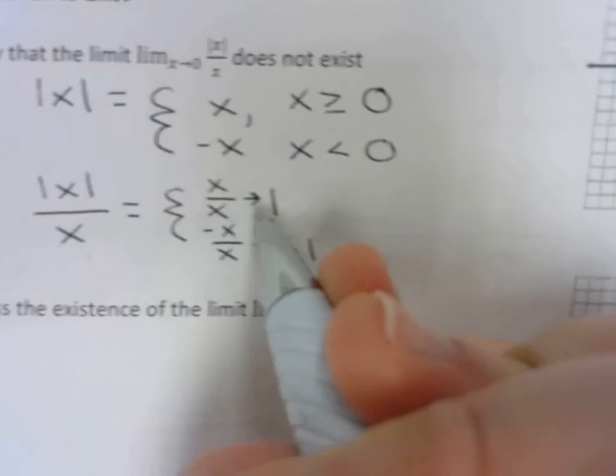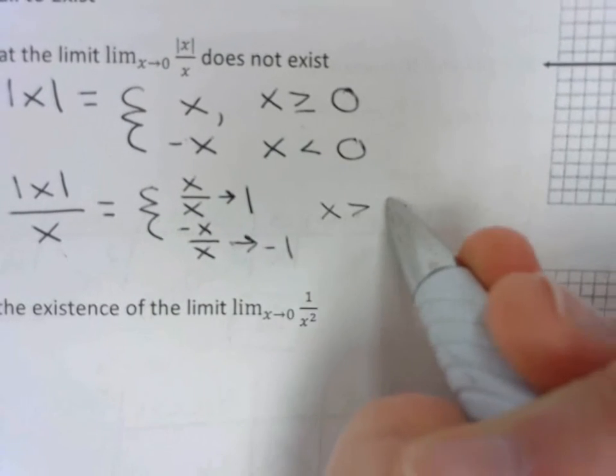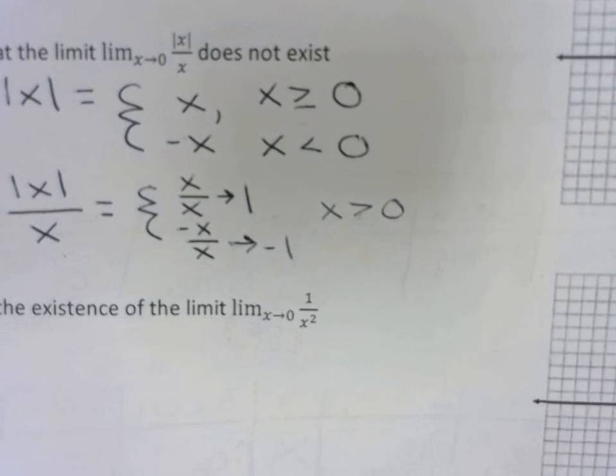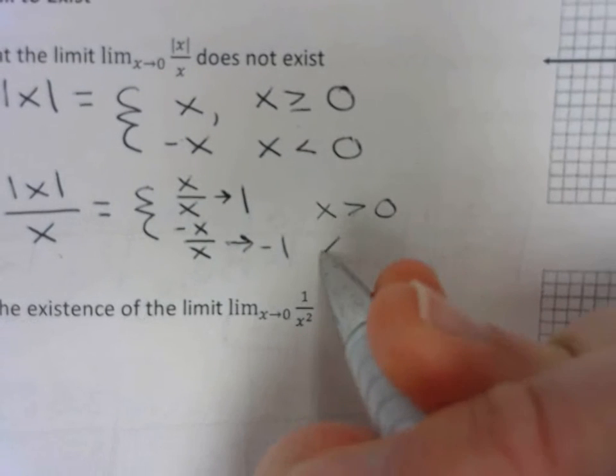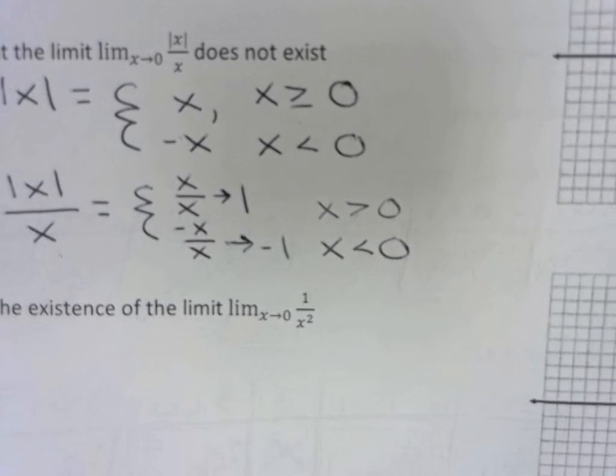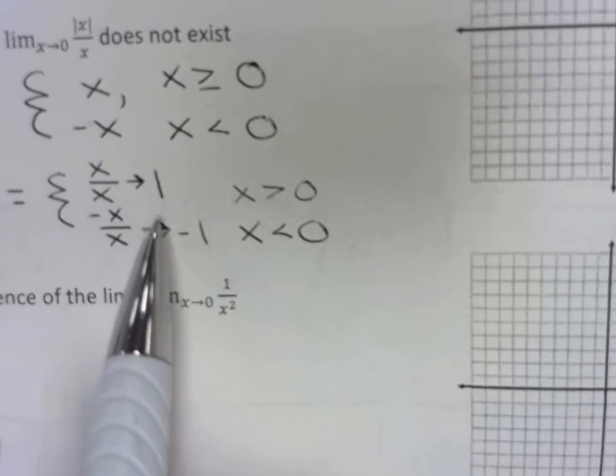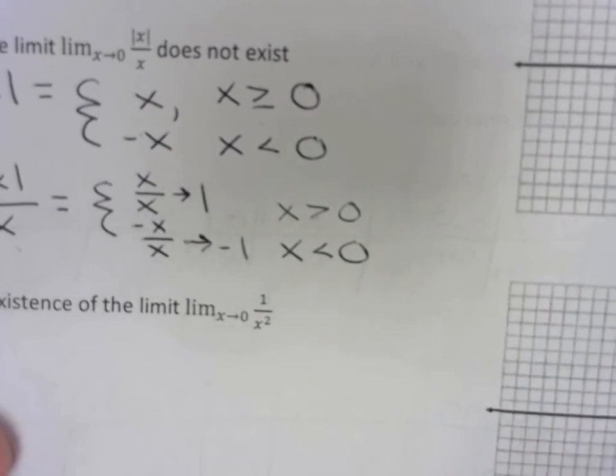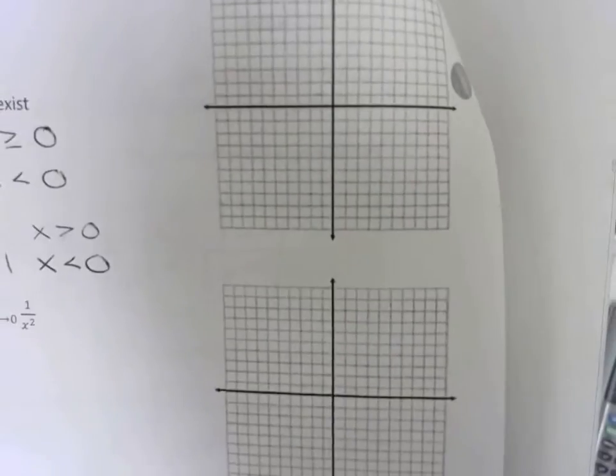And this is going to be 1 when x is greater than 0. Now be careful. It can't be equal to 0 anymore because I'm dividing by x. And negative 1 when x is less than 0. So that's how we think about how to graph this. Think about it as separate piecewise. So now as I go to graph this, I have f of x equals 1 and f of x equals negative 1. And we graphed that earlier.